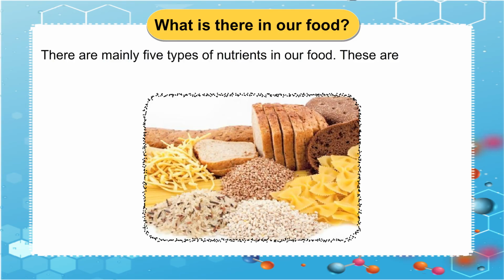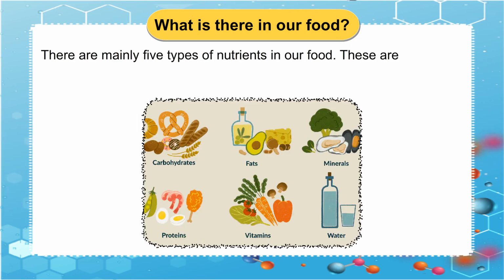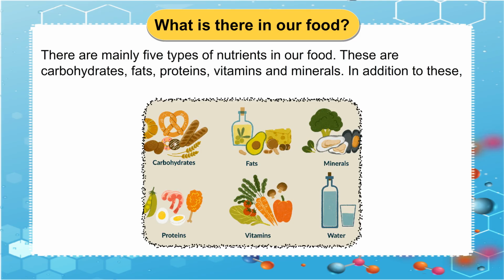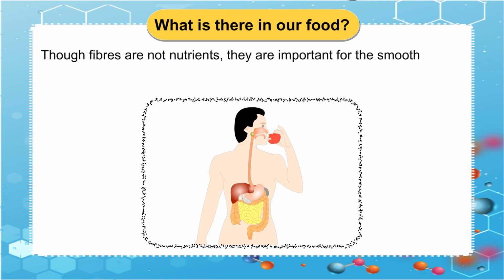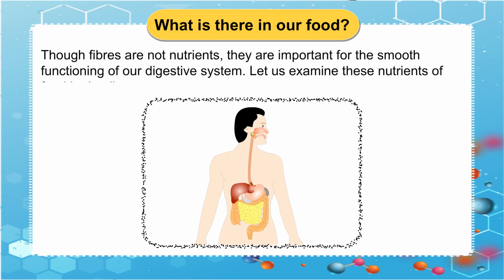There are mainly 5 types of nutrients in our food. These are carbohydrates, fats, proteins, vitamins, and minerals. In addition to these, we need roughage, fiber, and water. Though fibers are not nutrients, they are important for the smooth functioning of our digestive system. Let us examine these nutrients of food in detail.